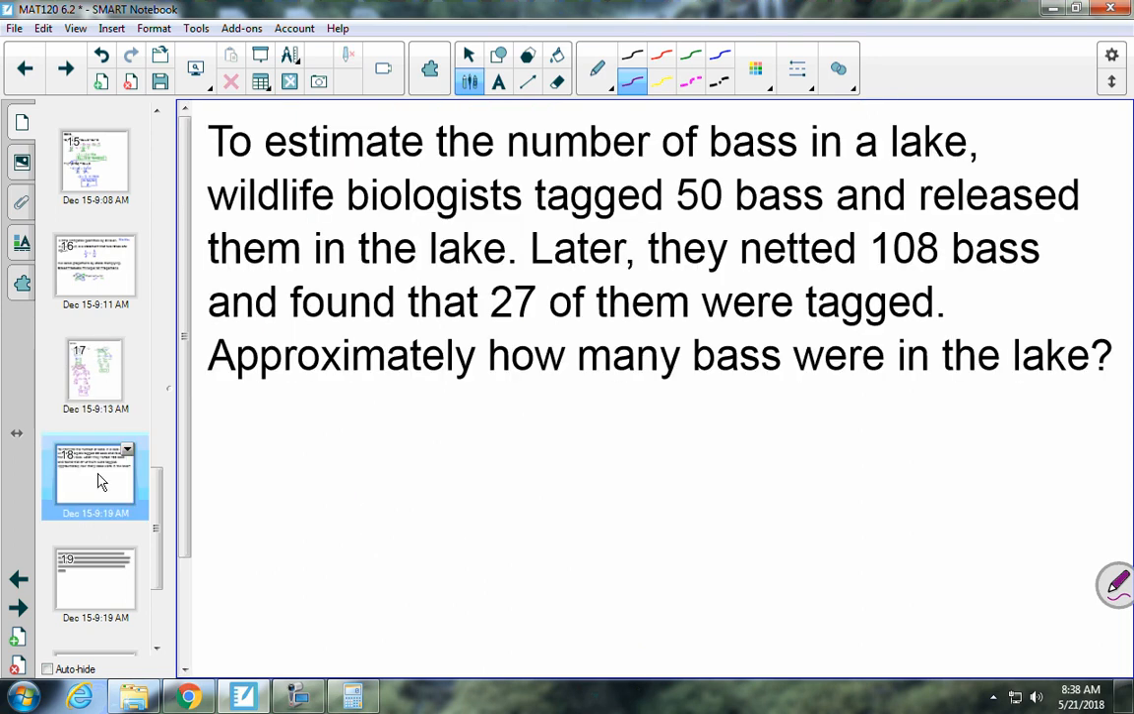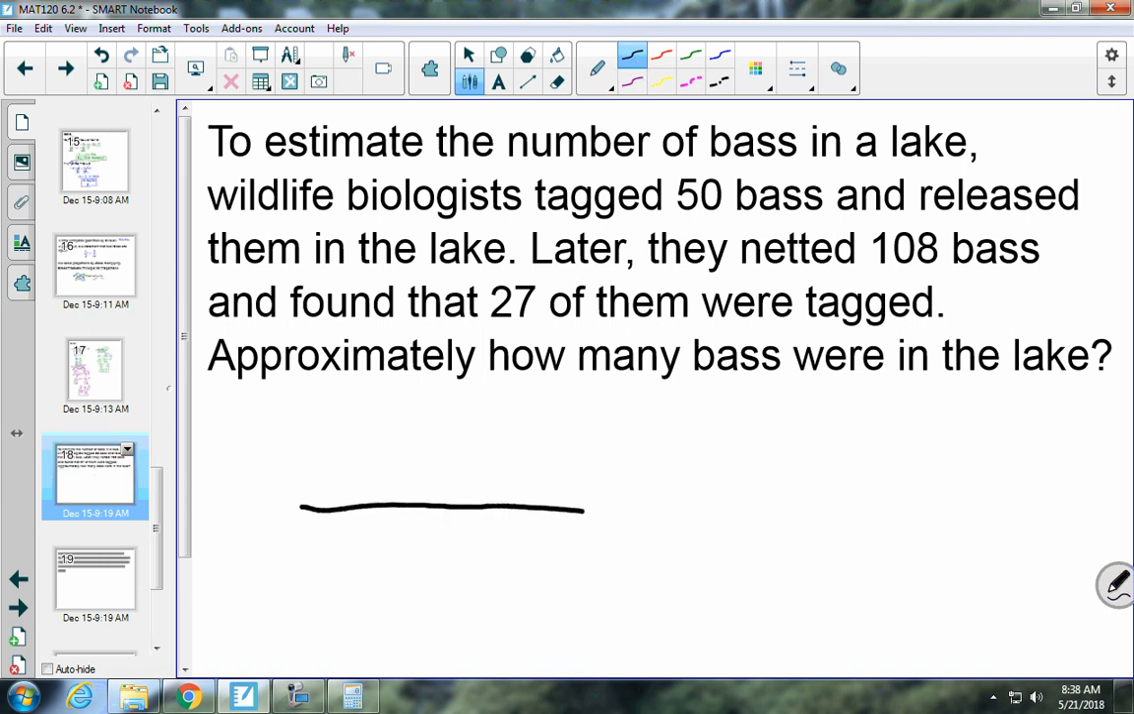We can also use proportions to help us solve word problems. This says, to estimate the number of bass in a lake, wildlife biologists tagged 50 bass and released them in the lake. Later, they netted 108 bass and found that 27 of them were tagged. Approximately how many bass were in the lake?